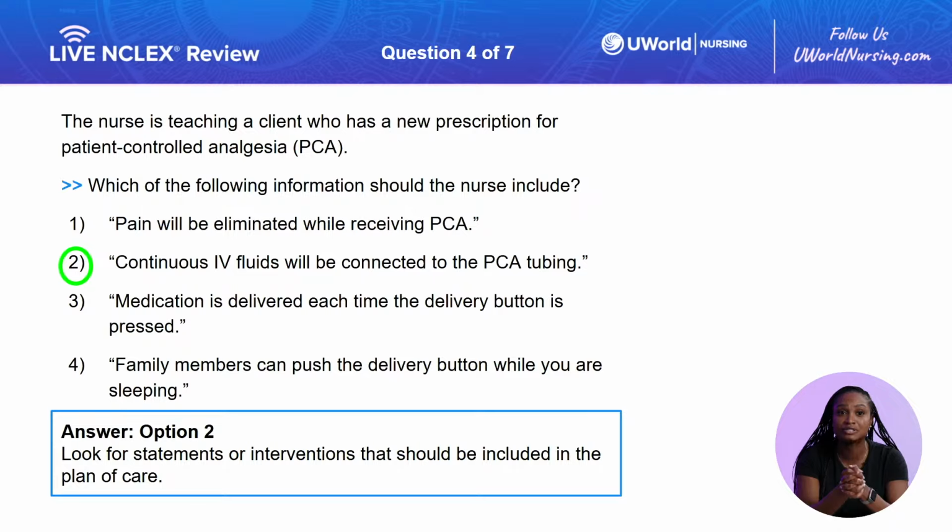All the other options, 1, 3, and 4, are incorrect for a certain reason. So option 1, pain will be eliminated while receiving PCA pump. Well, yes, this is the goal for a PCA pump, is to reduce the pain. It's not guaranteed that it will be completely eliminated. Sometimes it will be significantly reduced, but eliminated is not a guarantee that we can promise the patient.